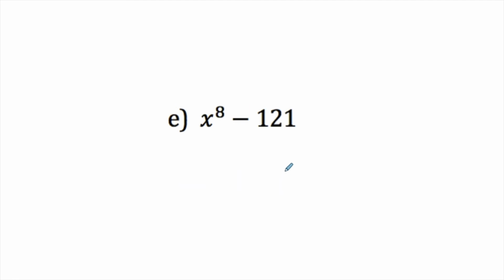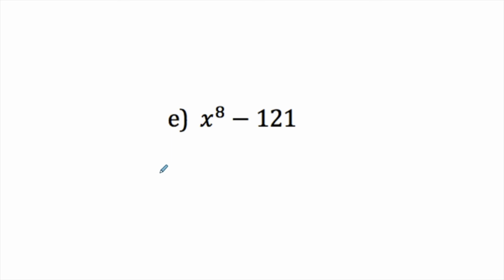Next. All right, now look, right here, x to the 8th. First of all, is it a difference? Yes. Do we have two terms? Yes. Are they both perfect squares? Yes. Anytime we have a variable to an even power, that's a perfect square. Okay, so even though 8 is not a perfect square, if we have a variable to an even power, that's a perfect square. 121 is a perfect square.